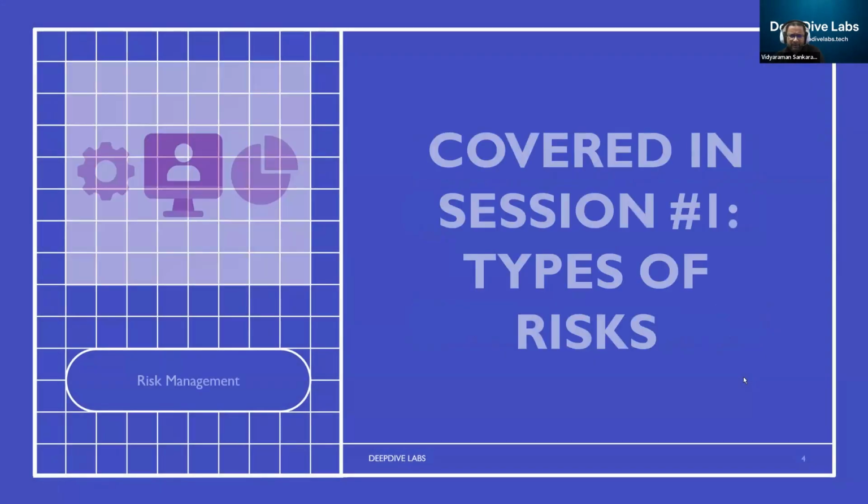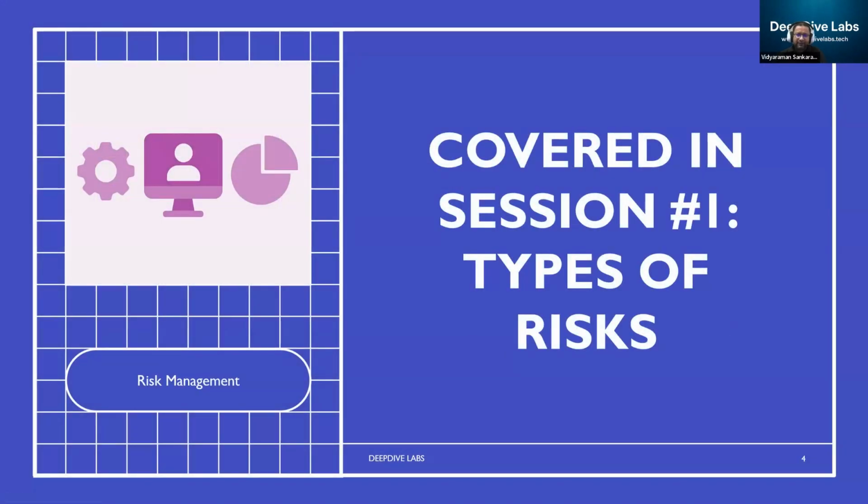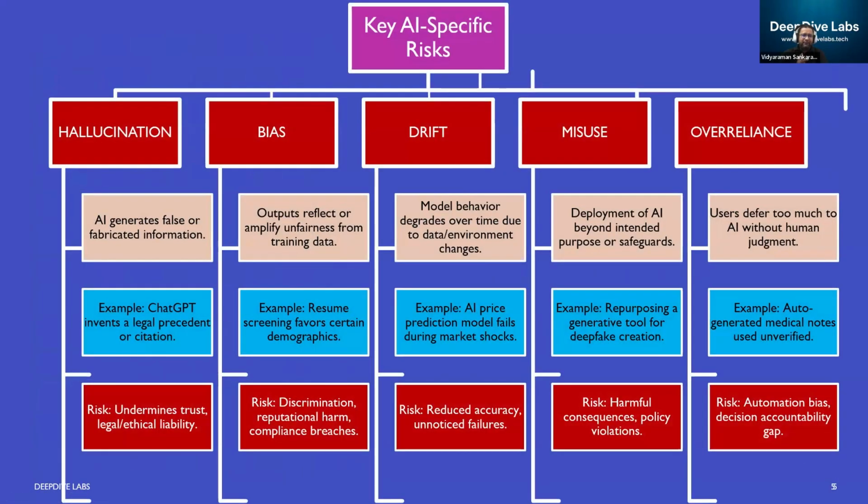Now, these are the other ones that we covered in session 1. This is around types of risks. The deck had already been shared with all the participants. If you did not receive it, please feel free to contact us. But here on this particular screen, you see the key AI-specific risks, so to speak. And here you have hallucination, bias, drift, misuse, and over-reliance. And there are a number of these specifics in terms of what the example is, what the definition is, and what the specific risks are with reference to these particular items.